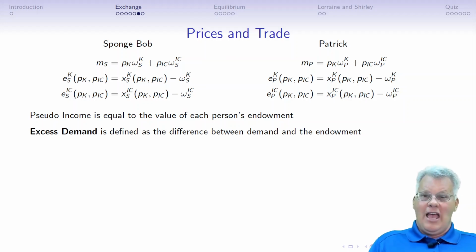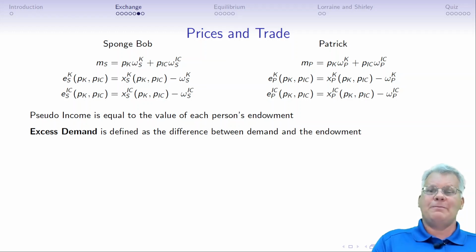Well, in the second line, let's consider SpongeBob on the left-hand column. Notice just to the right of the equality, I have X sub S super K. That's SpongeBob's demand for Krabby Patties. Within this exchange economy, SpongeBob's demand for Krabby Patties is purely a function of the price of Krabby Patties and the price of ice cream.